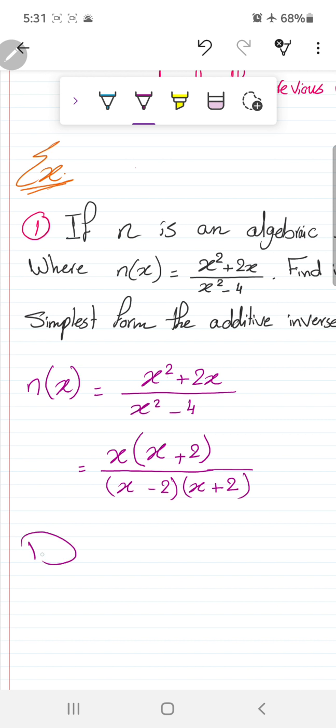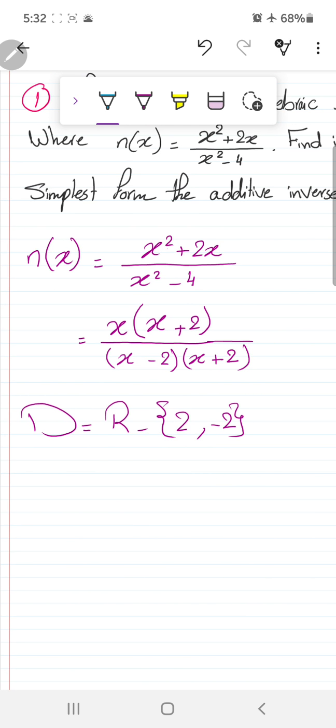Second, get the common domain, which is R minus the set of zeros of the denominator. Here, negative 2, it will be 2. Positive 2, it will be negative 2. So the domain here will be R minus the set of 2 and negative 2. Finally, reduce or remove the common between numerator and denominator. So remove here x plus 2 and x plus 2. So n of x will be x over x minus 2.